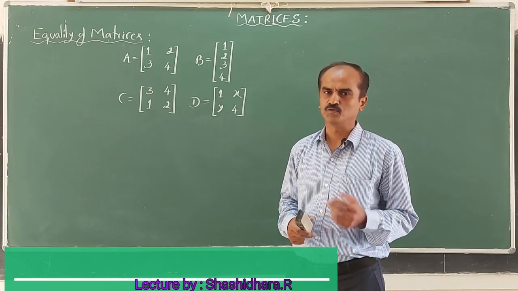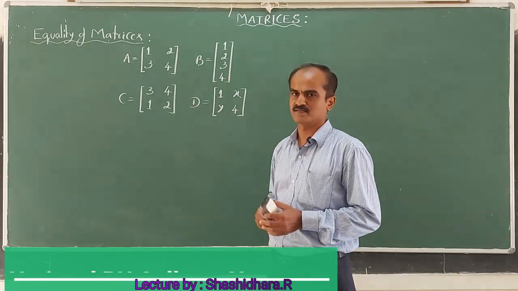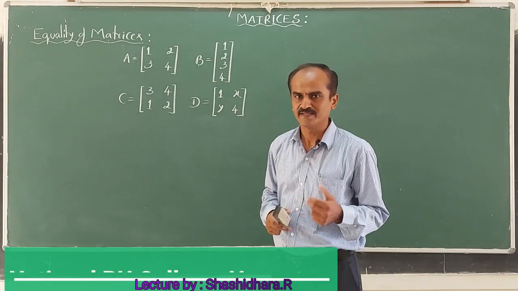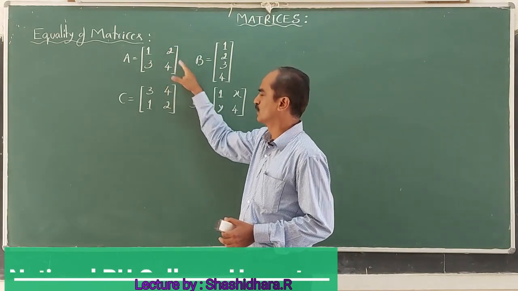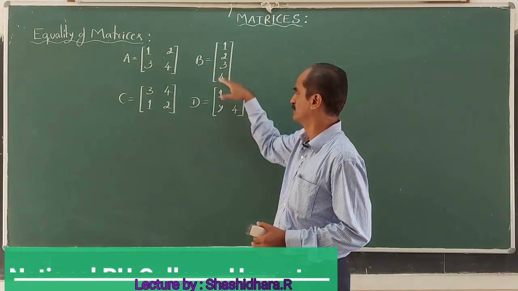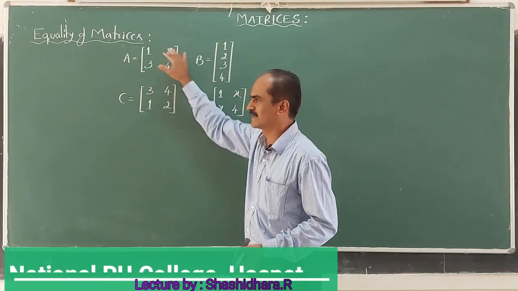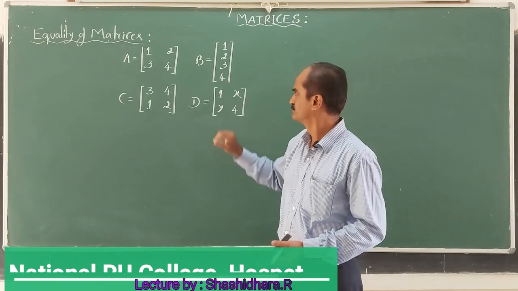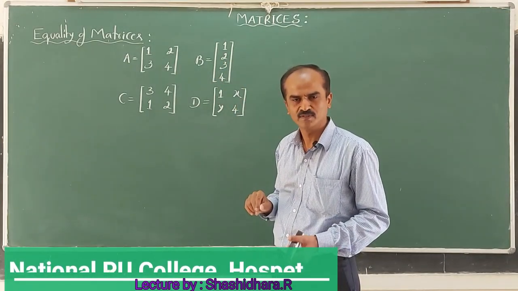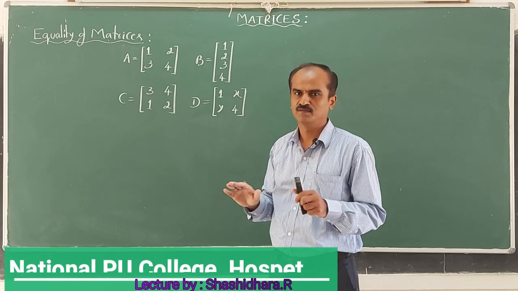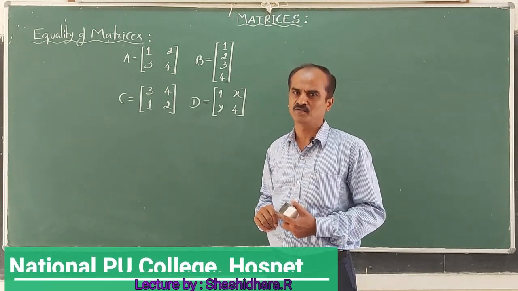To say that two matrices are equal, now I take A and B matrices. Don't observe only the elements in the beginning. As the matrix A contains elements 1, 2, 3, 4, B also contains the same elements 1, 2, 3, 4, therefore they are equal. No, this is not the way we decide two matrices are equal.